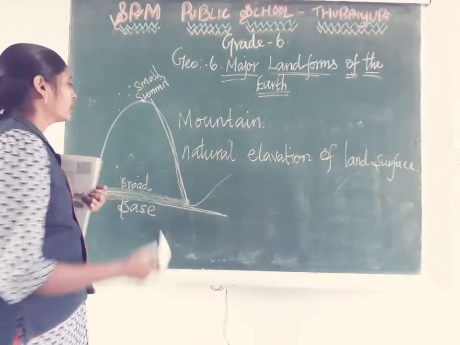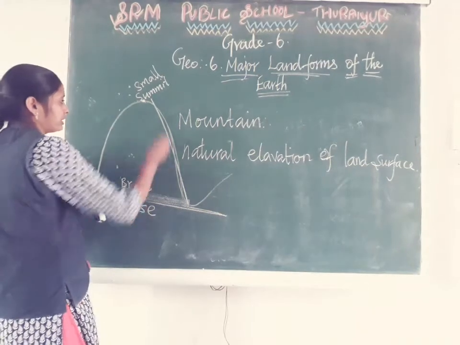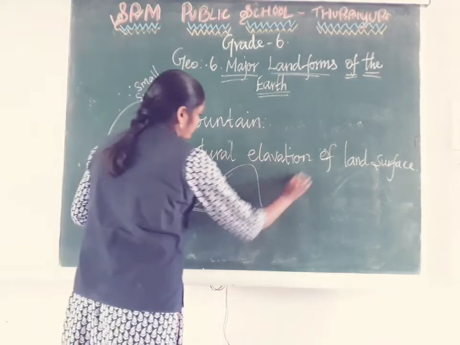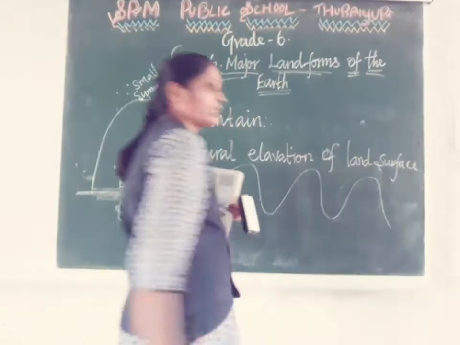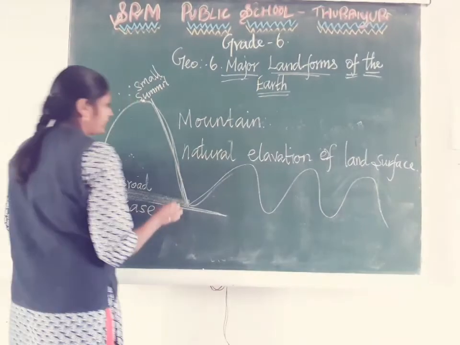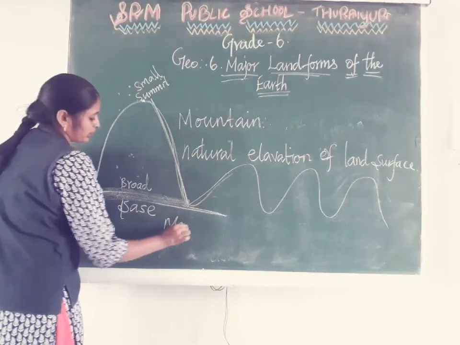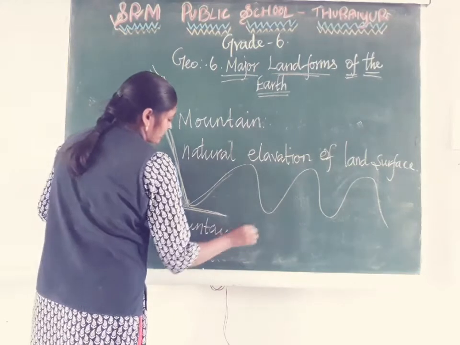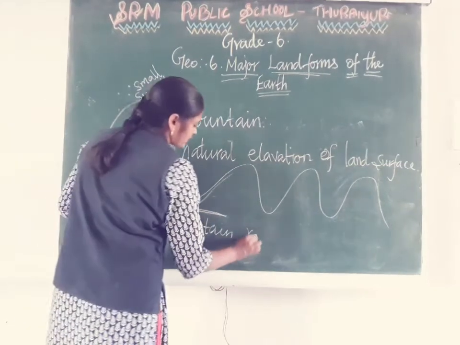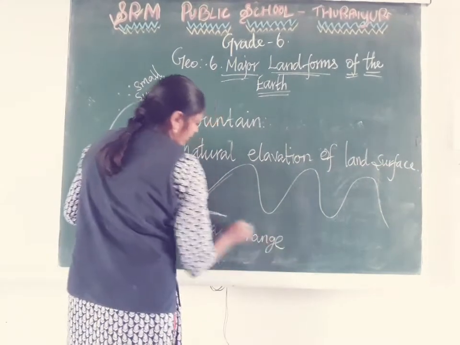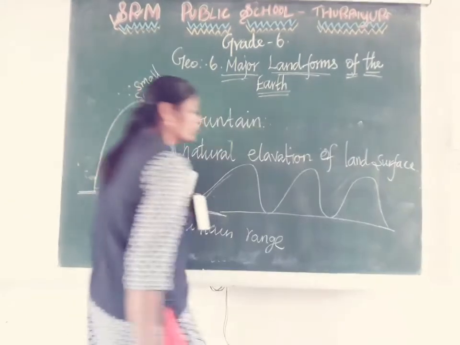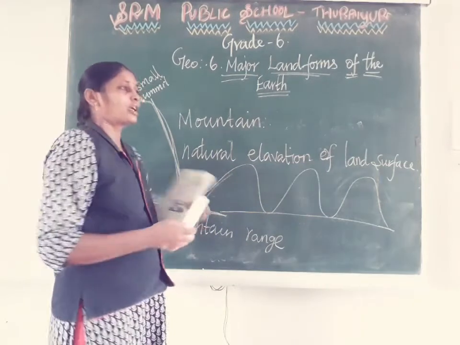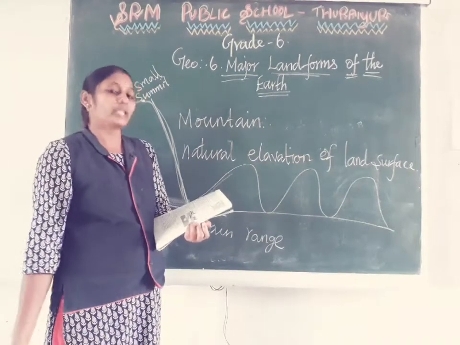Okay, one of the terms we often read when we read about mountains is mountain range, like the Himalayan mountain range that we discussed. So what is a mountain range? What do you mean by mountain range? The continuous arrangement of mountains in a line is called a mountain range.